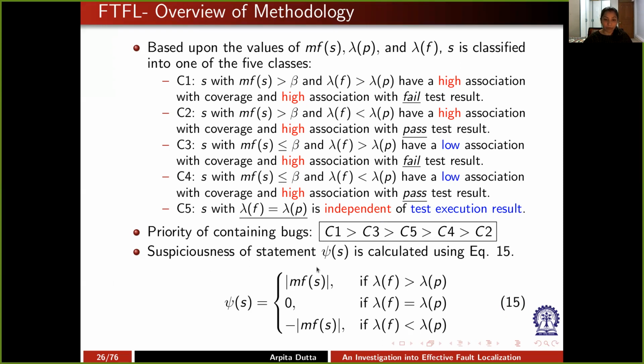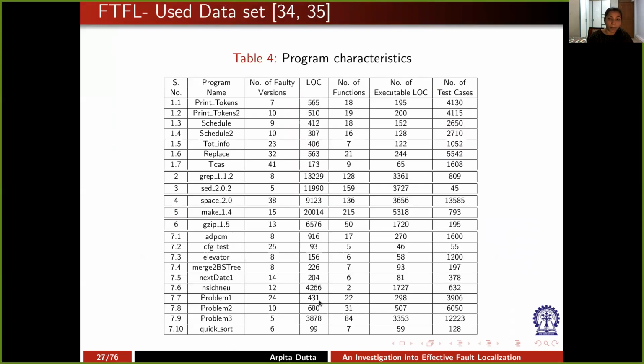And then we have calculated the psi s. If lambda f is greater than lambda p, then we take the exact mod of that MFS. Otherwise, if it is less than lambda p, then we take the negative of MFS. Otherwise, the value is assigned as zero, like neutral.